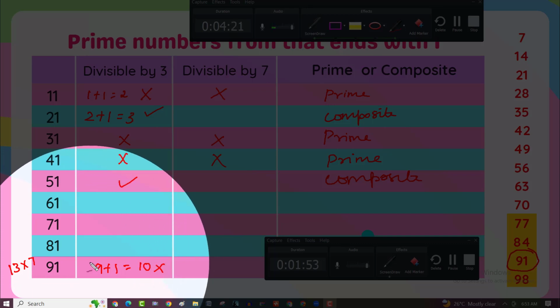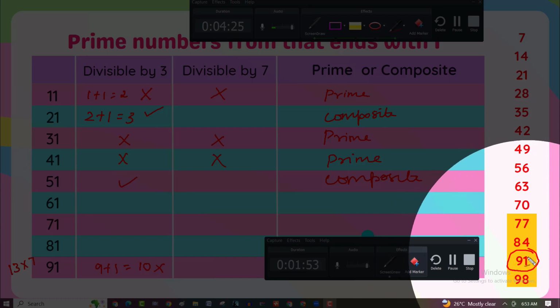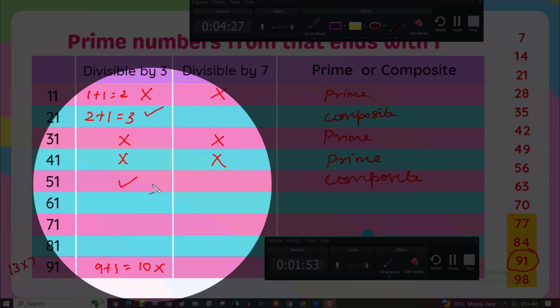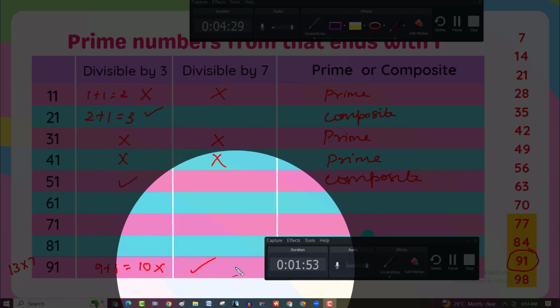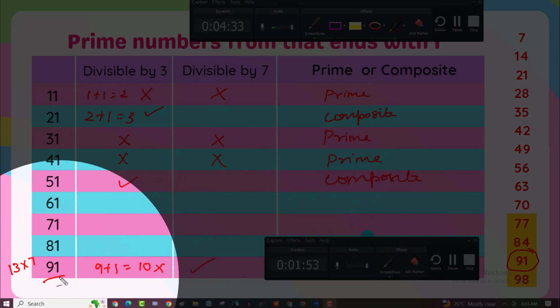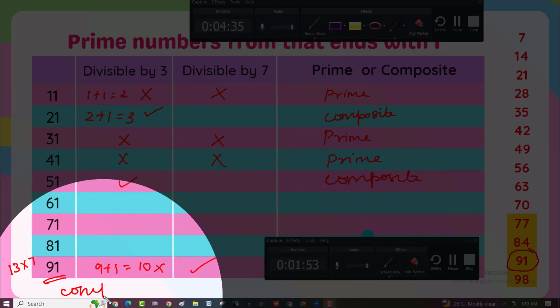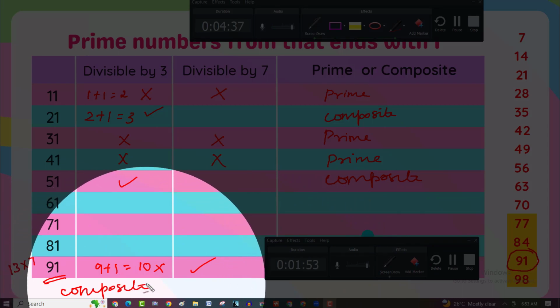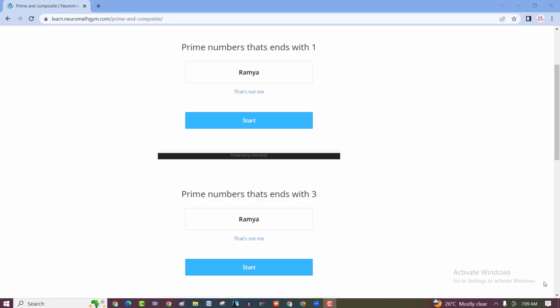You won't learn this in your multiplication table, and also we will miss this one. 91 is divisible by 7. So it is composite. Okay, so this is composite. Okay, so this is how you will be identifying whether the number is prime or composite.